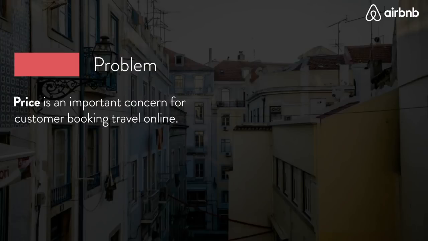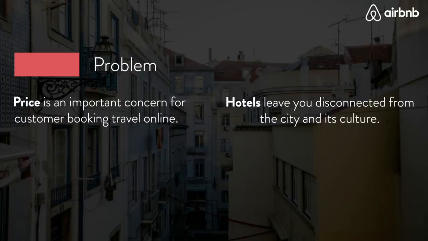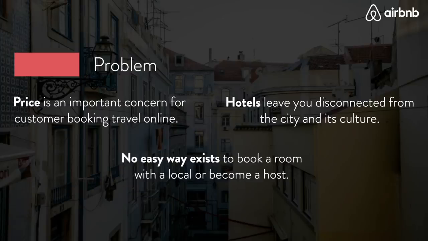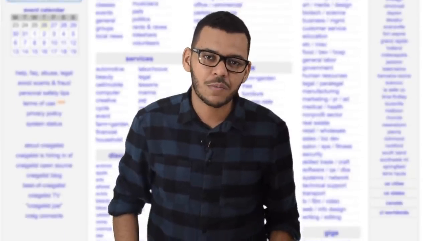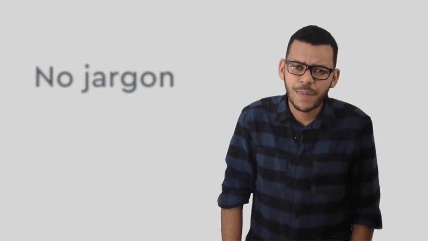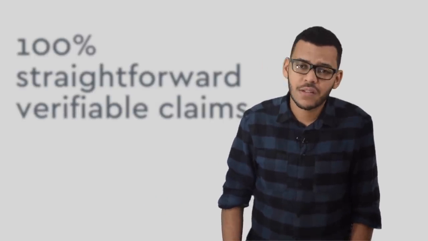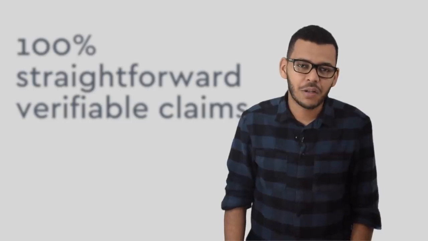I also love the way Airbnb summarized it in just 3 short sentences. Price is important for travelers, hotels are bubbles, and there's no way to book a room with a local or to host a spare room in your apartment. This was the reality in 2009. All they had was Craigslist and Couchsurfing, and neither of those was a pleasant user experience. See how down to earth this problem has been summarized? No complicated jargon, no debatable arguments, 100% straightforward, verifiable claims.